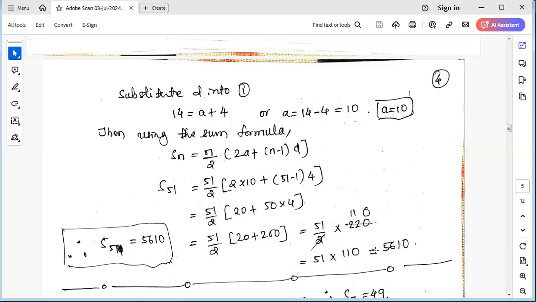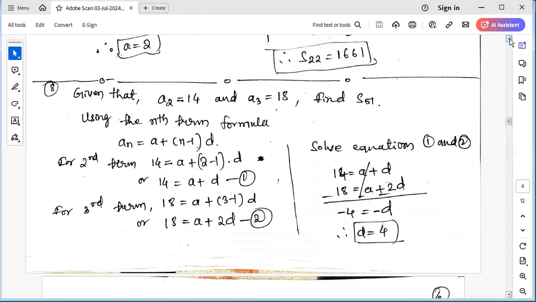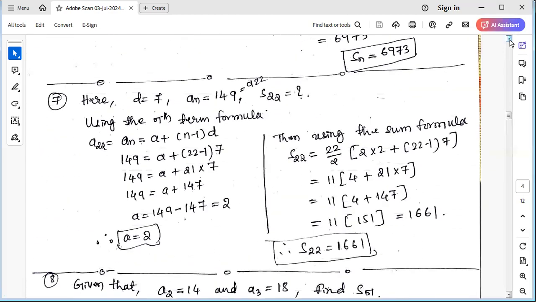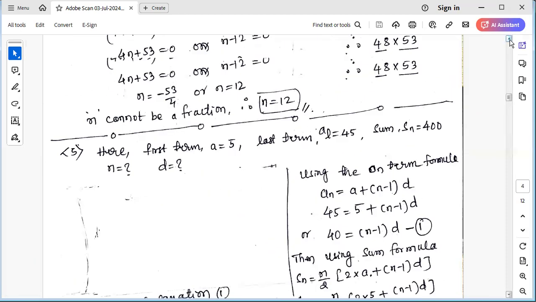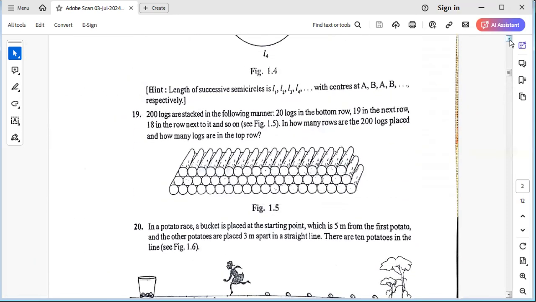The value of this product is 5610. So that means the sum of the first 51 terms of the AP is 5610. So the problem is solved. So this is the 8th problem. And next we'll check problem number 9.